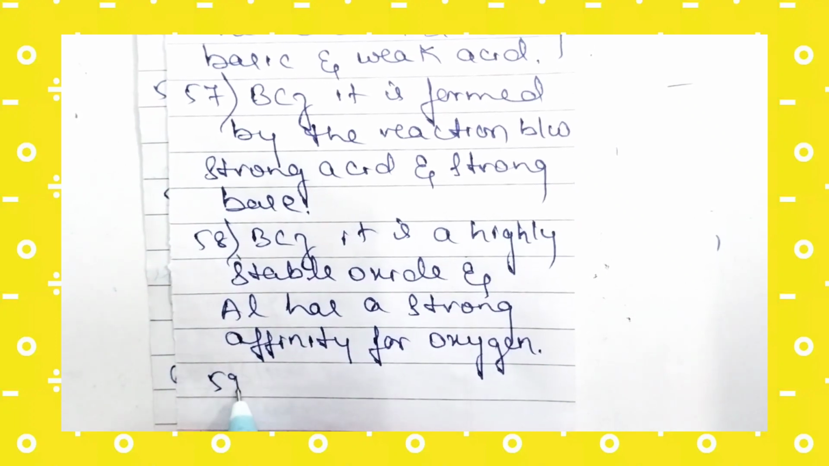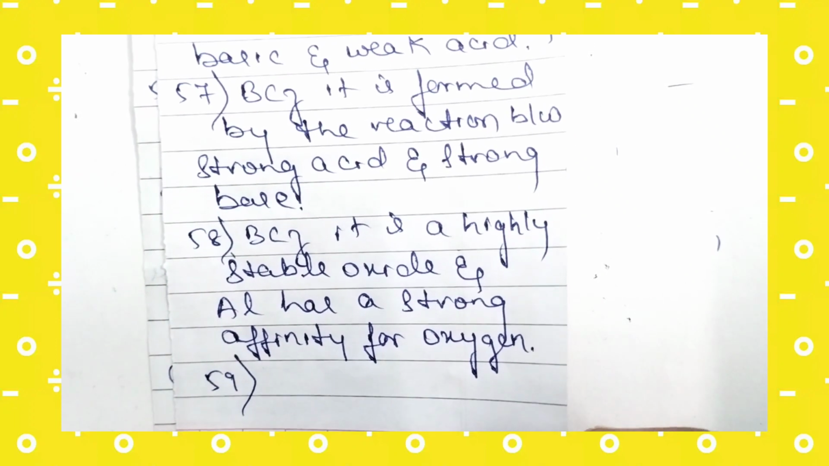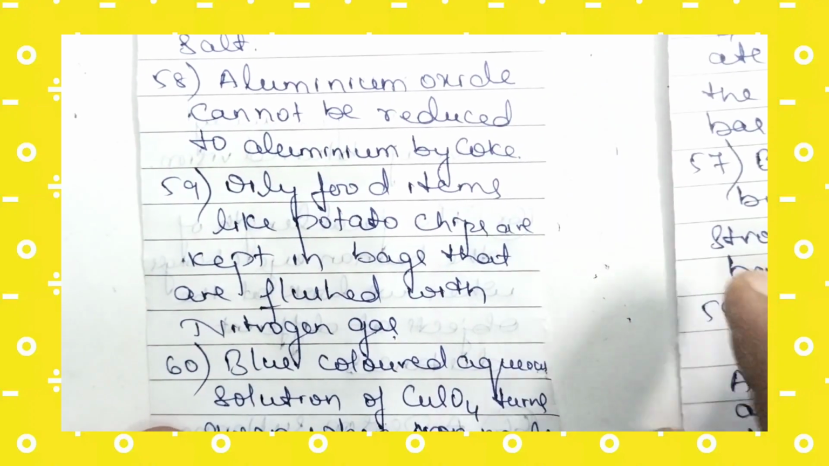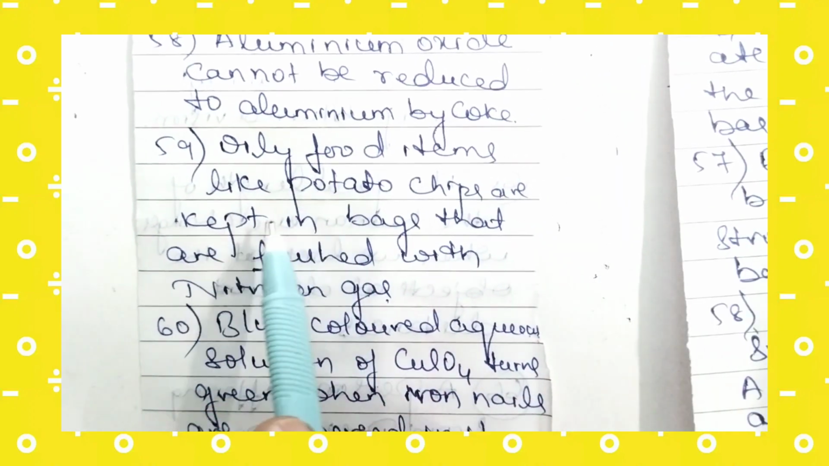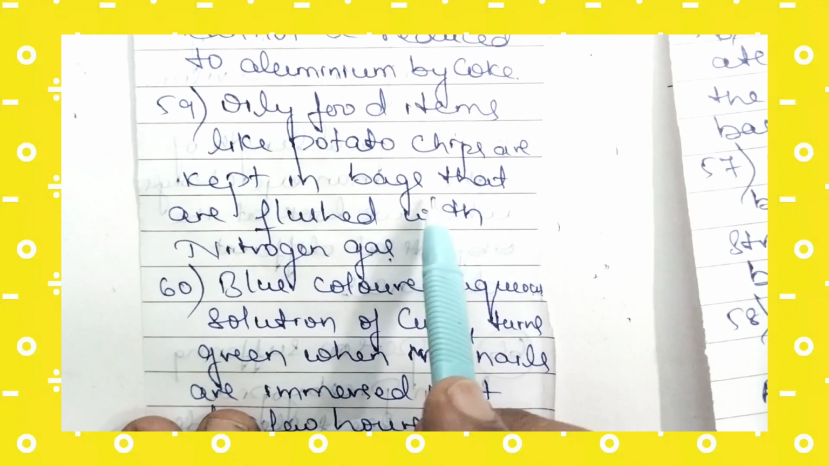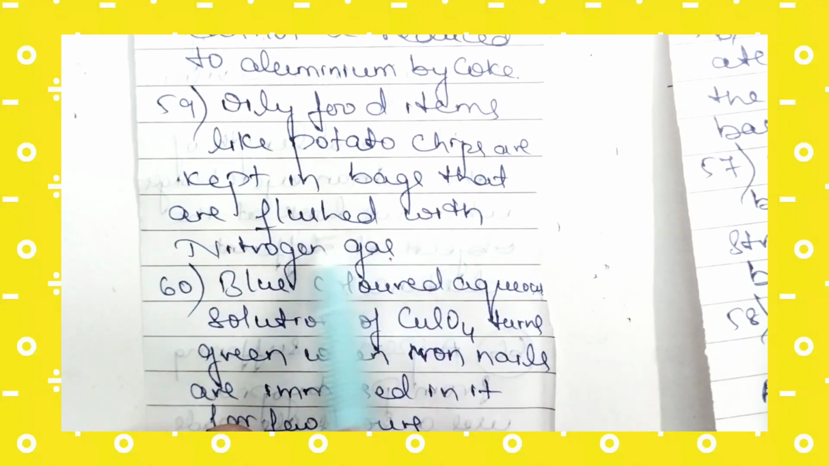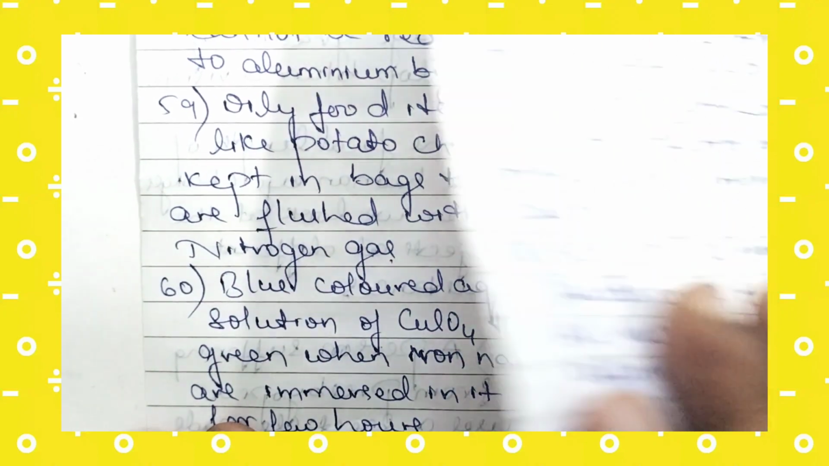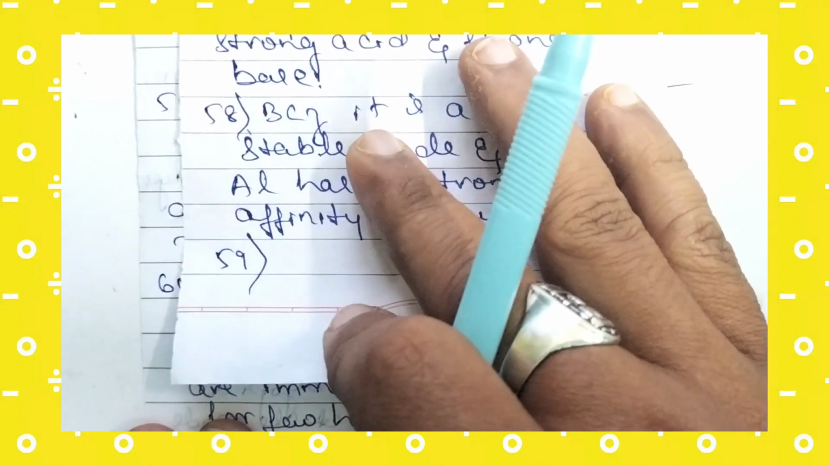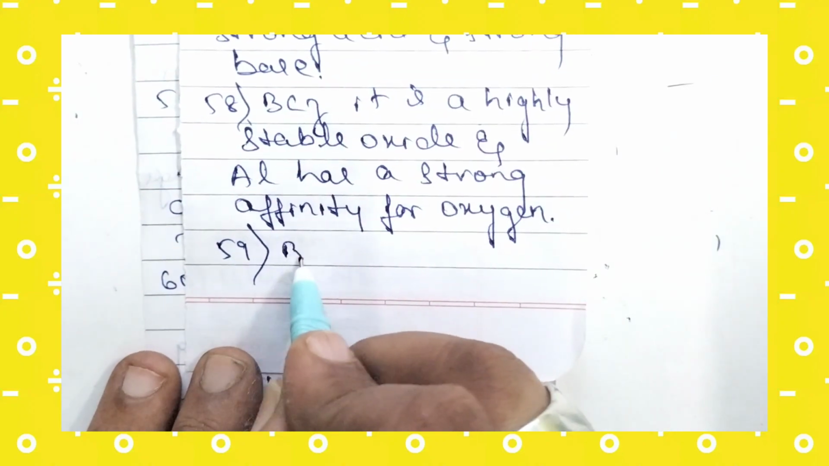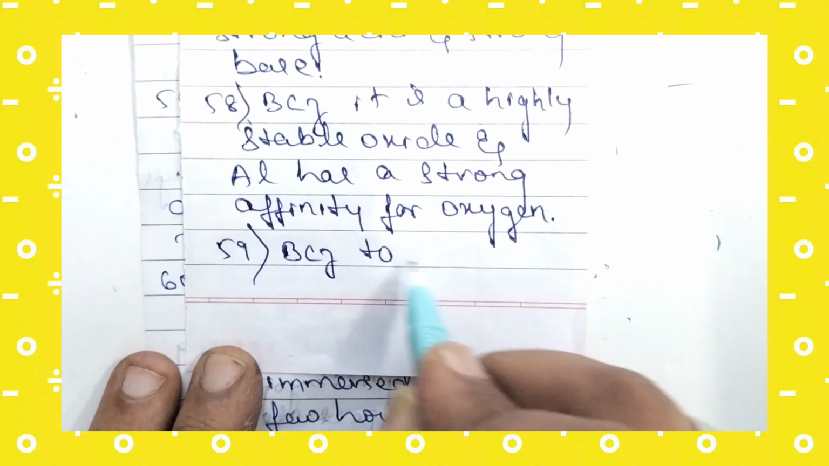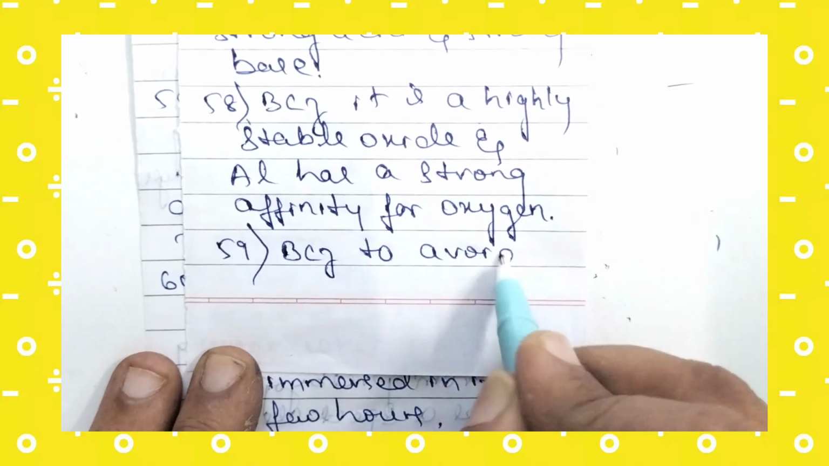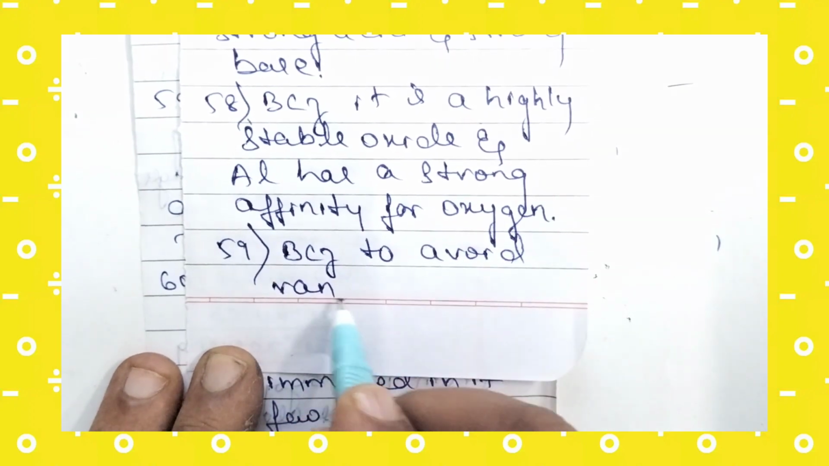Now let us move for question number 59. Oily food items like potato chips are kept in bags that are flushed with nitrogen gas. So because to avoid rancidity.